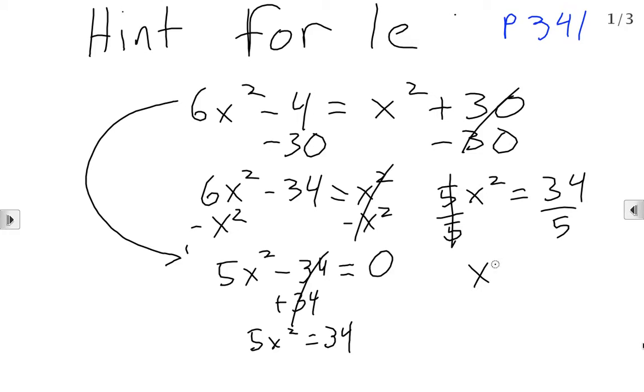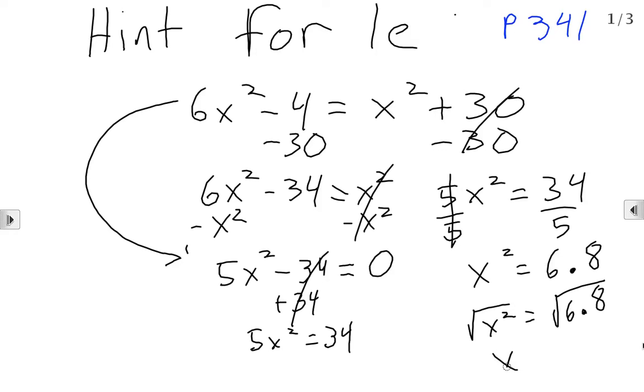And so what we have is x squared equals, and you can either use 34 over 5, or I think if you convert that to a decimal, it's 6.8. If x squared equals 6.8, then to solve for x, we need to take the square root of both sides. So square root is the opposite of squared. So square root x squared, square root 6.8.